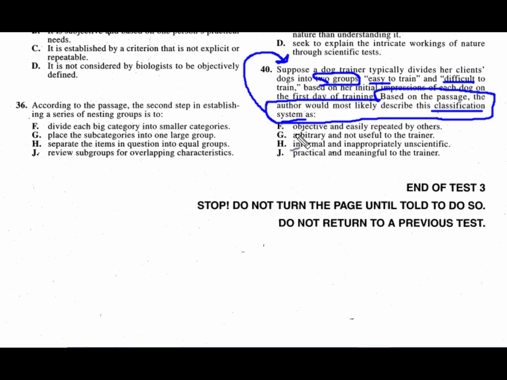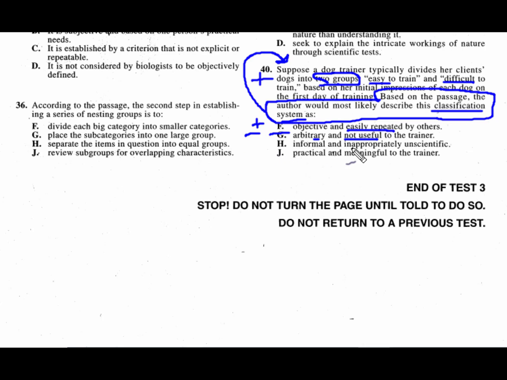Okay, look over here, we have objective, easily to repeat. Okay, so when you read this, you can see this is kind of a positive thing. It's real easy, two groups, easy and difficult. So easy to repeat by others, right? So that's going to be positive, good stinky rule. Arbitrary and not useful. Is it really not useful when you just have two groups? That's negative. Cross that out.